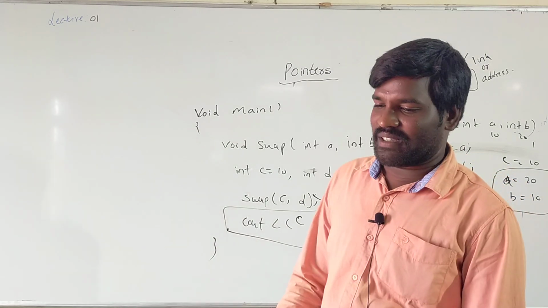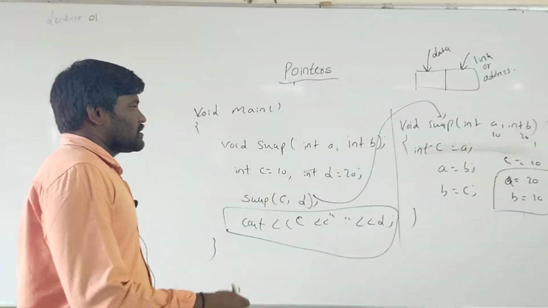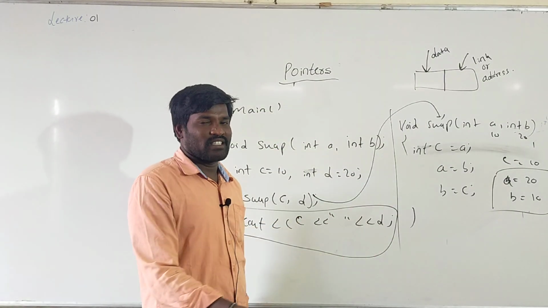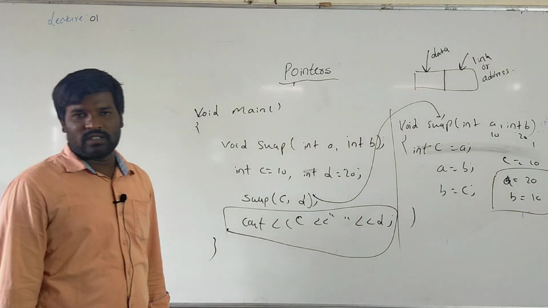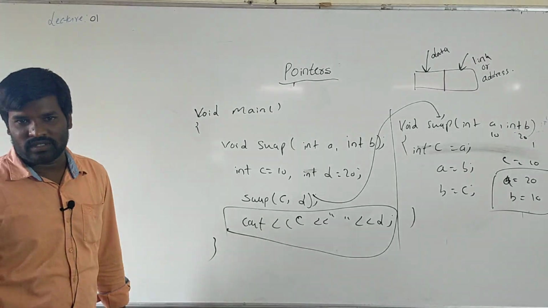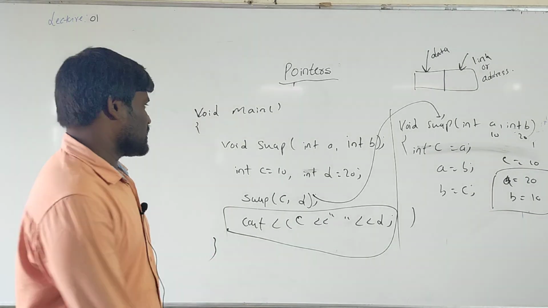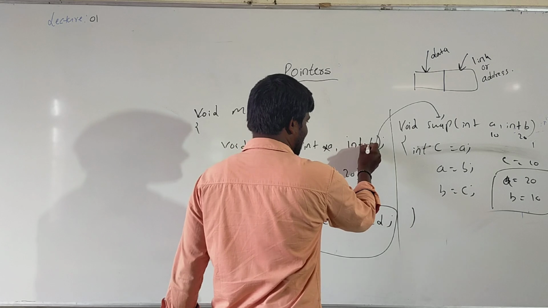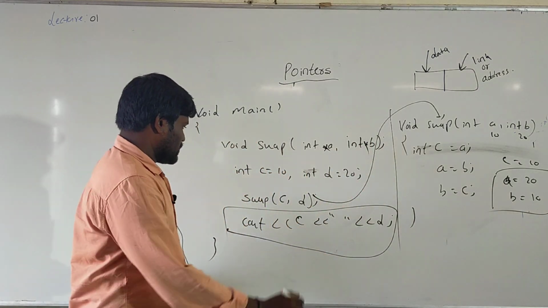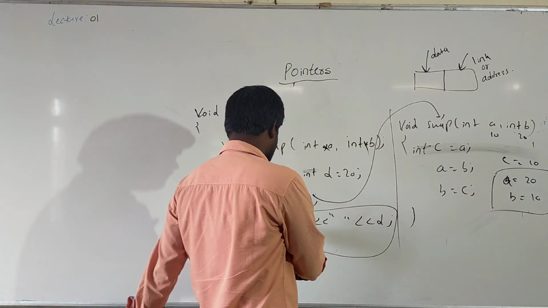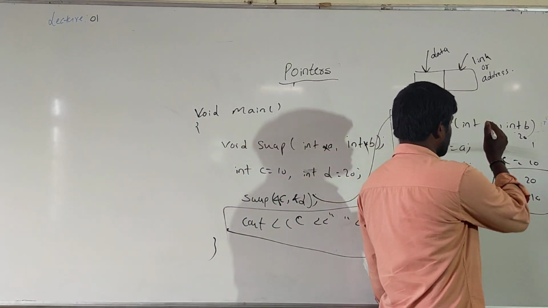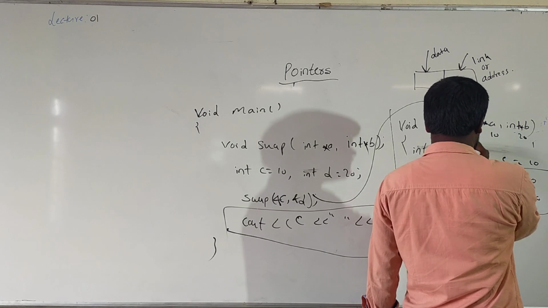So call by reference is its opposite. If any changes are made in the sub function, automatically it will affect the calling function or the original values. So that time we have to use the pointer variables, int star a, star b. Here I can pass the addresses of C and D.